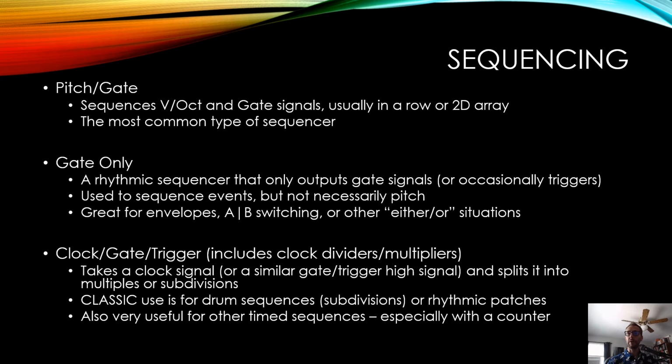Clock, gate, and trigger sequencers, which usually include clock dividers and multipliers, are very useful. They take a clock signal coming in, or a gate or trigger high signal, and they split that repeating periodic signal into either multiples or subdivisions based on how you've set them. The classic use is for drum sequences, where you subdivide an incoming regular pulse into faster pulses or into slower pulses, and then pair those up to different drum modules.